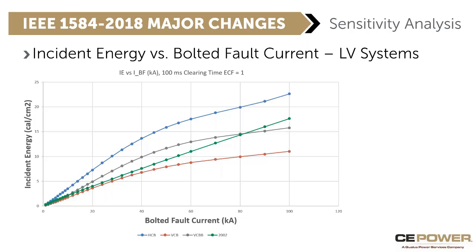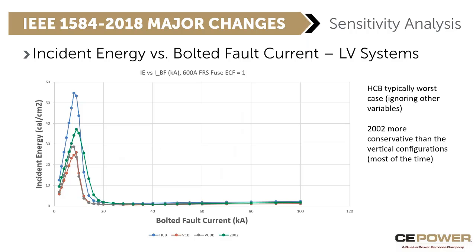Let's put a protective device in the circuit and look at what these incident energy values look like when we have a protective device in there. So now we're not holding the clearing time constant. We're looking at this with a 600 amp Bussmann fuse. So when we stick a fuse into this analysis, this is the response that we get. And so now is when we start to get some really interesting insights about the changes from 2002 to 2018. We can see that the gray and the red curves, those are the vertical configurations, the things that you'll see in panelboards and MCCs and other equipment.